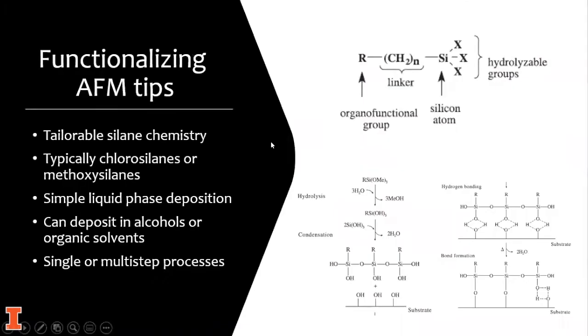It's really easy to do. Most AFM tips are made out of silicon, so you can use silane chemistry. You can see an example here. You'll have a silicon group, and it'll be attached to either some chlorosilanes or methoxysilanes, and then pretty much you can use any organic group that you are interested in here. If you go to a company website like Gelest, they make hundreds of these molecules pre-made, very cheap, so you don't even have to do the synthesis yourself.